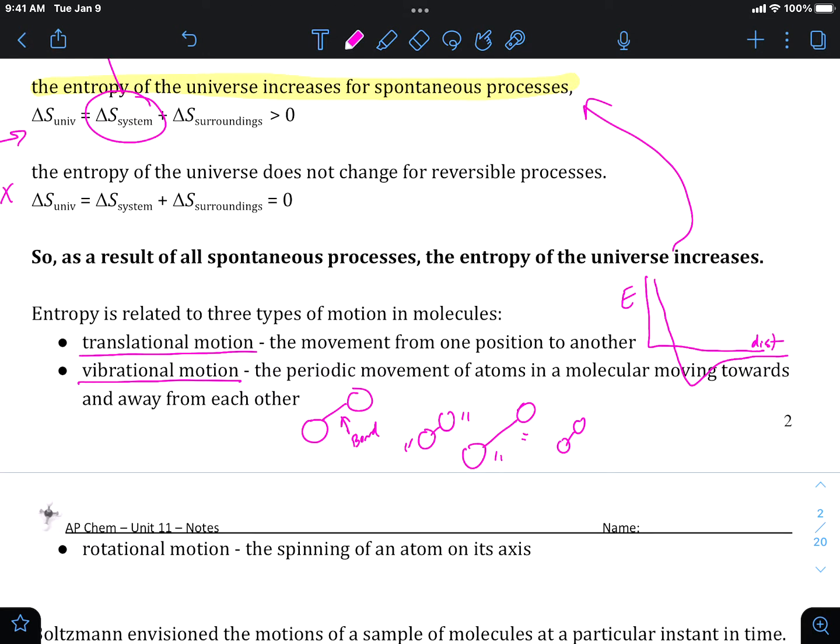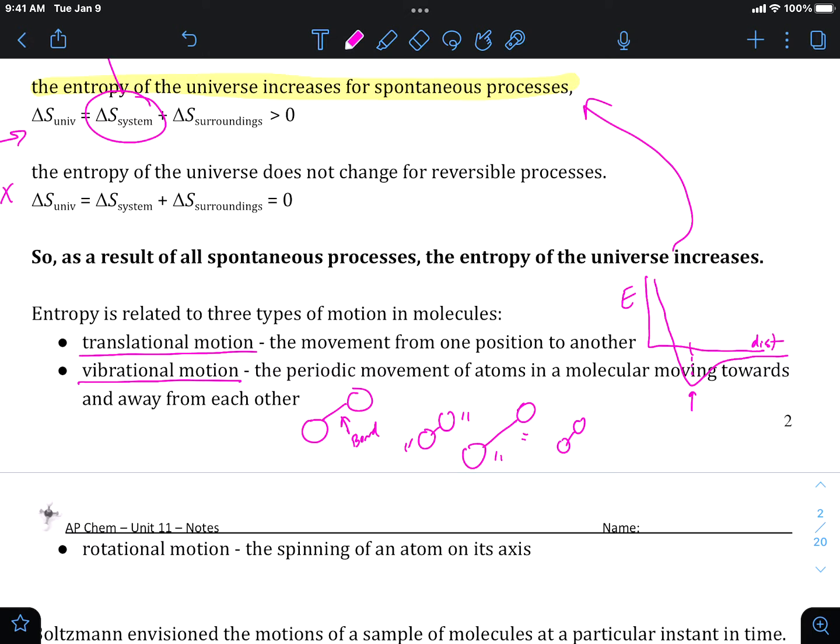We saw a picture that looked like this. Remember the minimum point here, the minimum energy is the most stable position, the most stable distance between the 2 nuclei. We called that distance the bond length, but just understand that the atoms do bounce from each other, they vibrate, okay? So that's what we're talking about when we say vibrational motion.